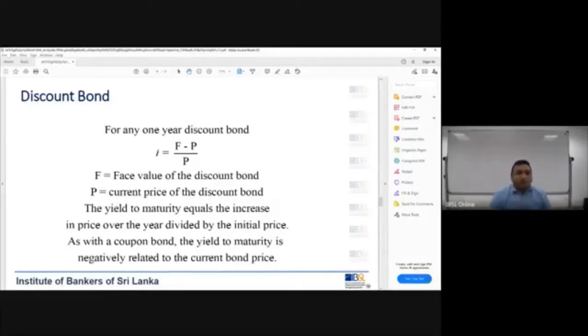Okay, so the yield to maturity equals the increase in price over the year divided by the initial price. If you see this bond, it is held for 1 year, but its maturity is 2 years. At this point, you have purchased it at 90. And now after 1 year, this price has increased to 95. That period's change in price is the return, the increase in price over the year divided by the initial price. So initial is 90, and that period's change in price is during the period.